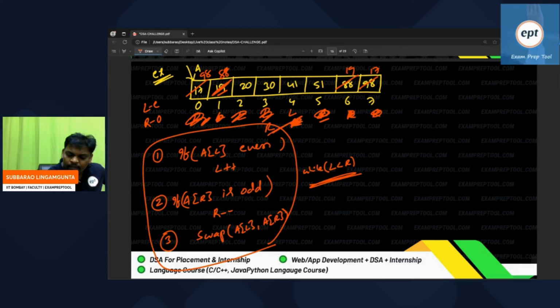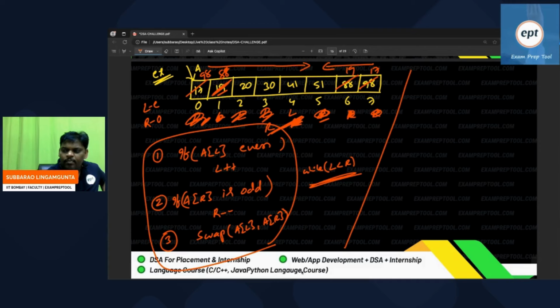Remember, whenever L crosses R, or R crosses L, you can stop it, because we have already reached the destination. So in the first round, using one loop, he is going like this and he is going like this. Whenever the first crossing happens, stop it. So it is almost end time. One scan only. Write the program properly. I have given the approximate pseudocode. It's a two-pointer approach.